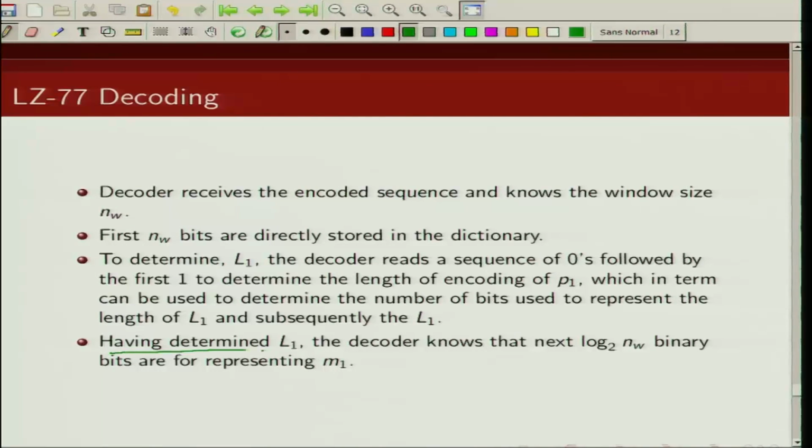Now, having determined L1, since we are using a fixed number of bits to represent M, we know what the next bits are that we should look at. In our example, our NW is 8. So that means we are using the next 3 bits to represent M. Depending on the value of M, from 0 to 7, we are using 000 to 111 to represent M. So we can find out what L1 and M1 are.